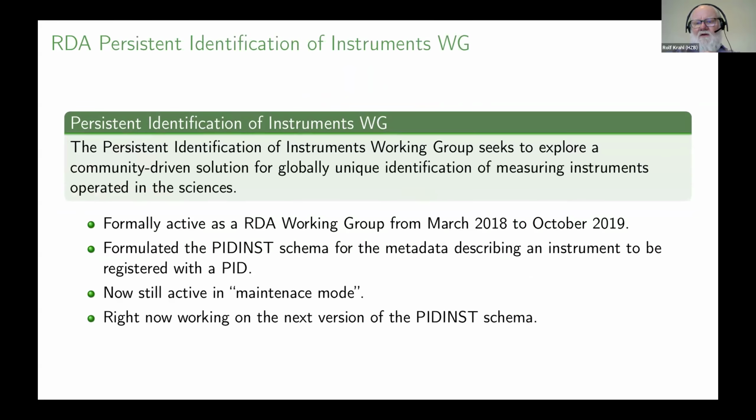And a few words on what the Persistent Identification of Instrument Working Group is. We set ourselves the mission to explore a community-driven solution for globally unique identification of measuring instruments in the sciences. We were formally active as an RDA working group some time ago, from March 2018 to October 2019. We did a few things. Among others, we formulated the PIT-IN schema for the metadata describing an instrument to be registered with a PID.